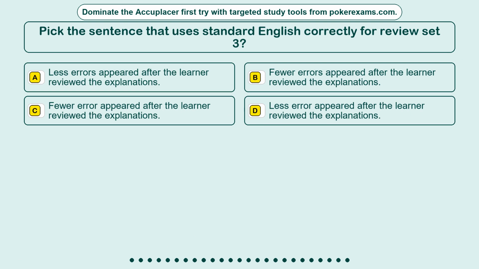Question 20. Pick the sentence that uses Standard English correctly for review set 3. Option A. Less errors appeared after the learner reviewed the explanations. Option B. Fewer errors appeared after the learner reviewed the explanations. Option C. Fewer error appeared after the learner reviewed the explanations. Option D. Less error appeared after the learner reviewed the explanations.